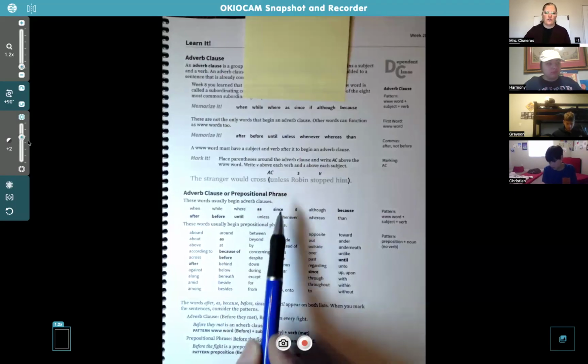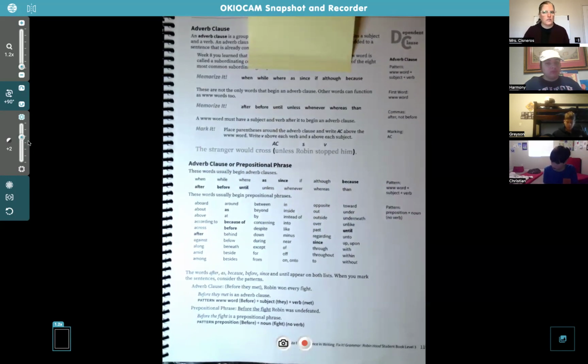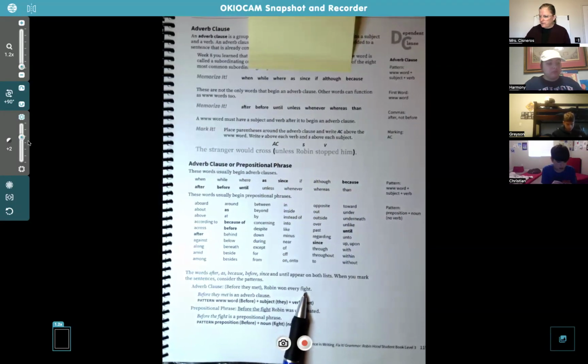But the way to tell the difference between the two, how it's used in the sentence, you have to look at the rest of the words around it. So here are the rules down at the bottom about these two different things, the adverb clause and the prepositional phrase, because there's two patterns to look for. Look right here where it says adverb clause. Here's an example. Before they met, Robin won every fight. Before they met is an adverb clause. And here's the pattern. WWW word.